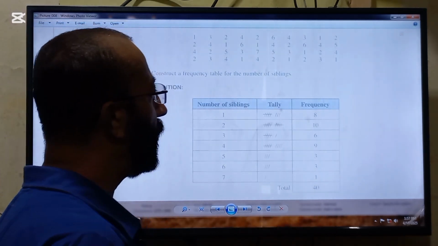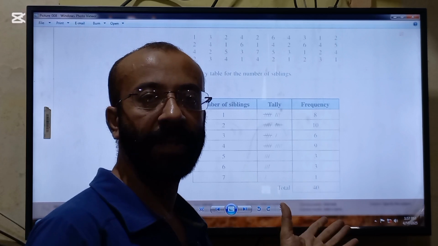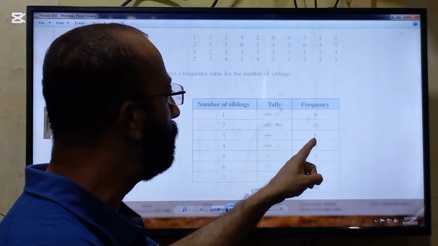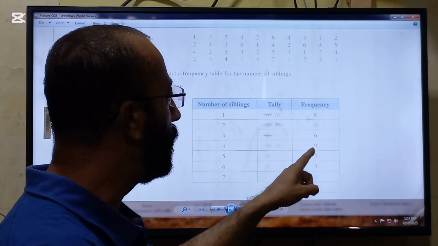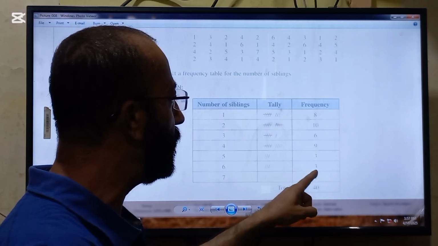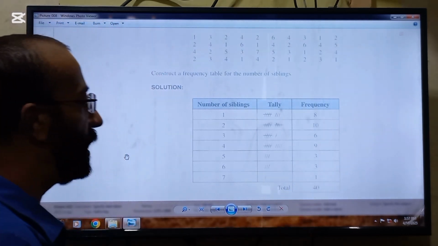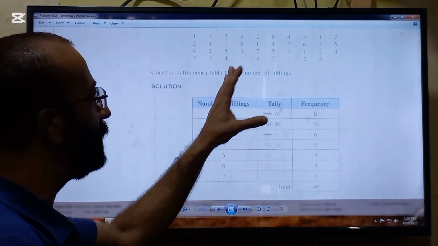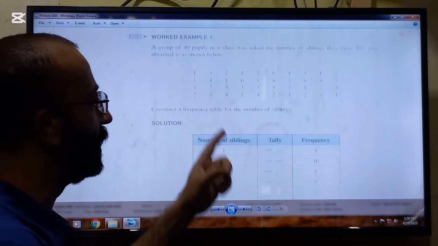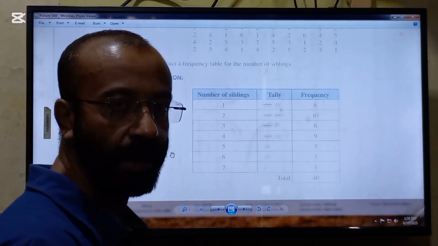And we have to sum all these values to make sure that they make 40 or not. So 8 plus 10, 18, plus 6, 24, plus 9, 33, plus 3, 36, plus 3, 39, plus 1, 40. So that is the confirmation that we have counted the values correctly, because the total values given were 40. So this is the frequency table. So this is the method.